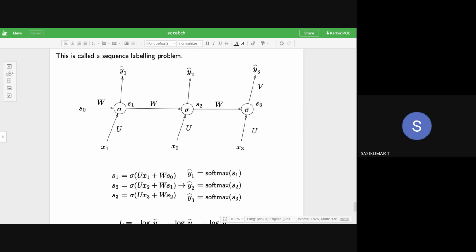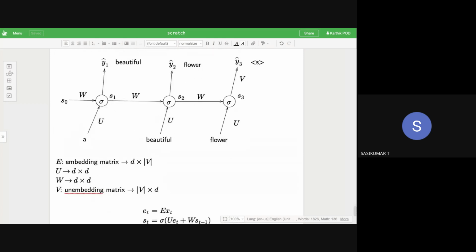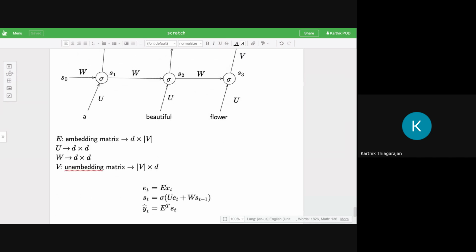Sir, this embedding matrix you mentioned, that will be different for these different inputs, isn't it? No, that will also be fixed, for x1, x2, etc. For all these words, it will be the same. The embedding will be different, but the embedding matrix will be fixed.